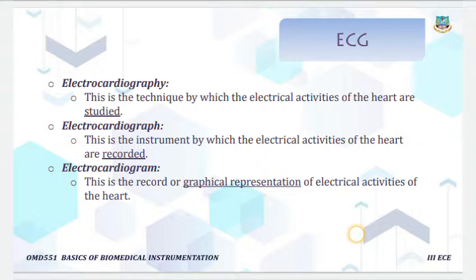Then, what is the electrocardiograph? It is the instrument by which the electrical activity of the heart is recorded. Next, what is the electrocardiogram? It is just the ECG wave pattern, the recorded graphical representation of the electrical activity of the heart. That is the electrocardiogram, the ECG wave pattern.